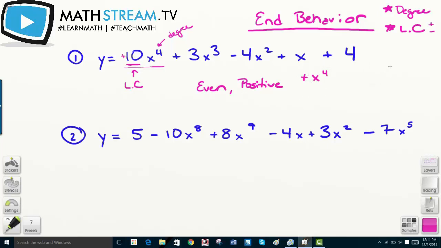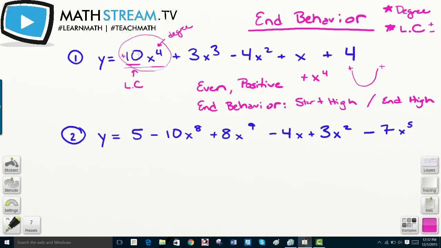Remember that even power functions are a parabola, and if it's positive, it starts high and ends high. And the end behavior for this will be exactly the same. We will say it will start high, end high. And that's it for example number 1. That's all you have to do to answer what end behavior is. And really, it's just behaving like this highest leading term with the degree and the positive coefficient.